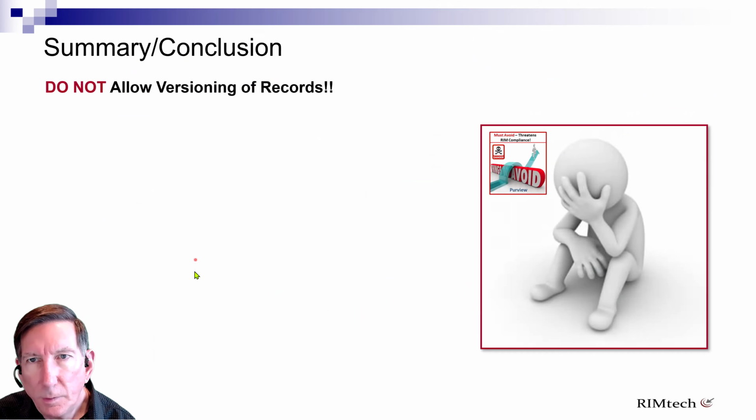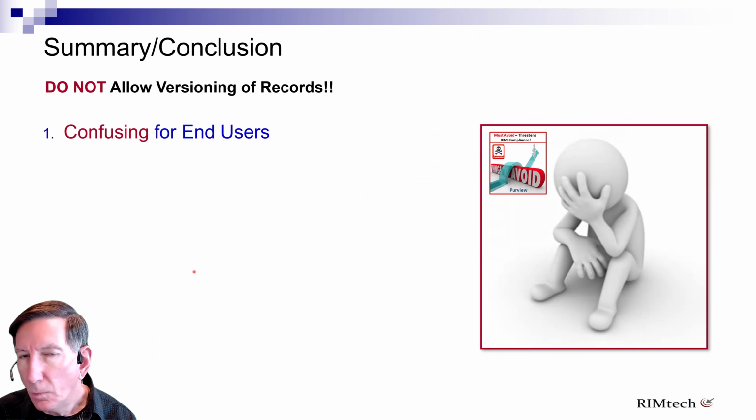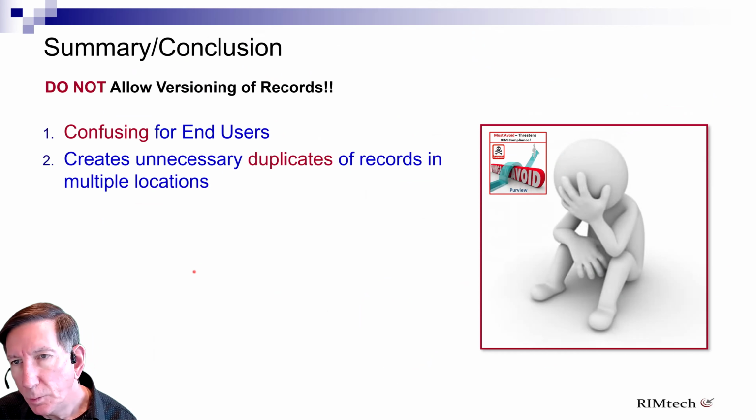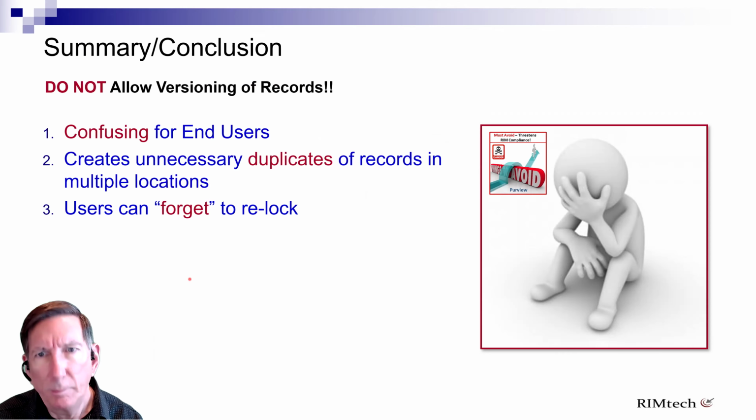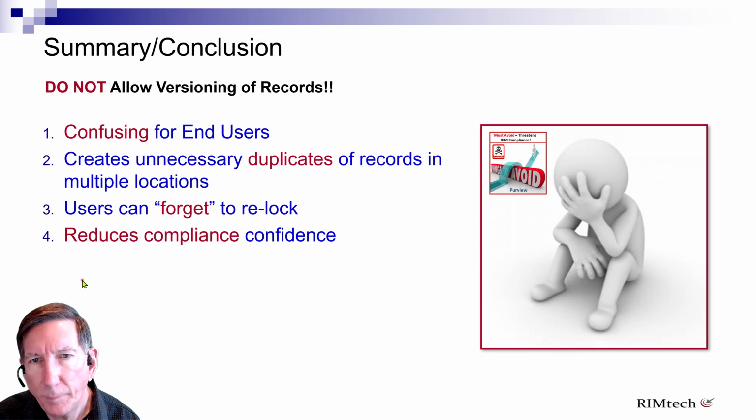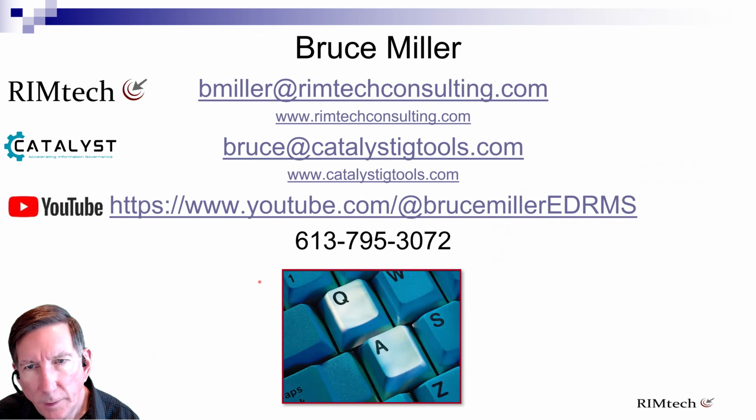So let's summarize what we were speaking of today. So our point is do not allow versioning of records. Why not? It's confusing for end users, very confusing. It creates duplicates of records that I believe are unnecessary, which creates another whole management headache for you. The users can forget to relock. So that's a problem. You know, it kind of undoes immutability across the board. It also reduces the overall confidence in the compliance that you've achieved. I don't like that at all.